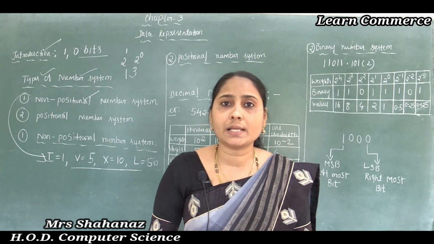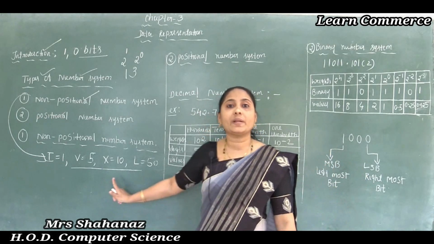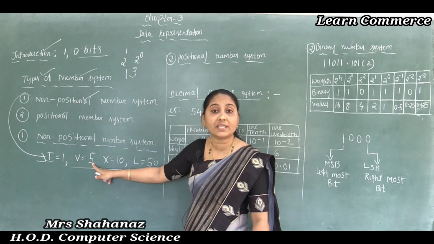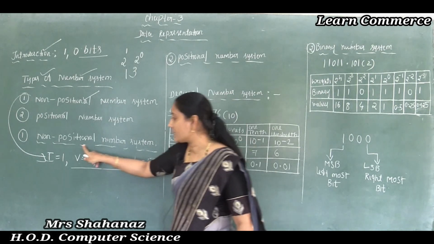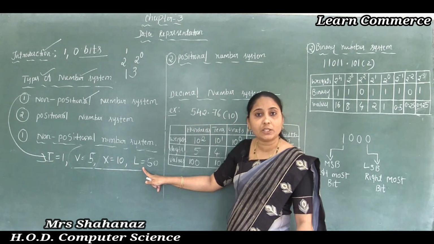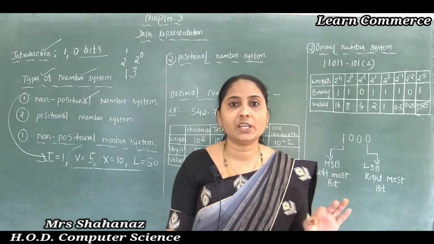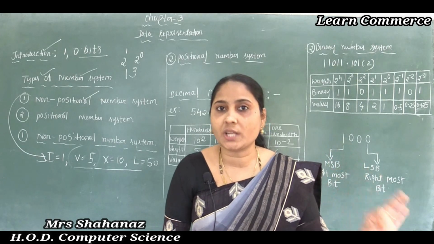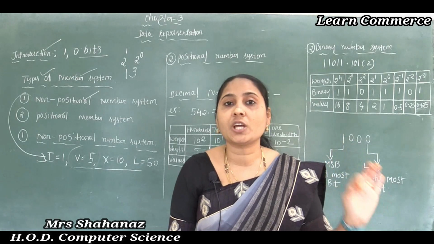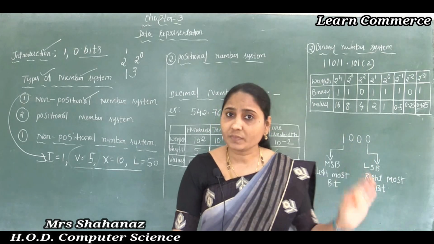But also, in our non-positional number system, each of these symbols represents a value. Correct, no? Each symbol represents some value. If you are using the symbol V, it represents the value 5. The symbol L represents the value 50. So each of these symbols represents a value irrespective of the positions. That means in our non-positional number system, there is no importance to the position value of the numbers.